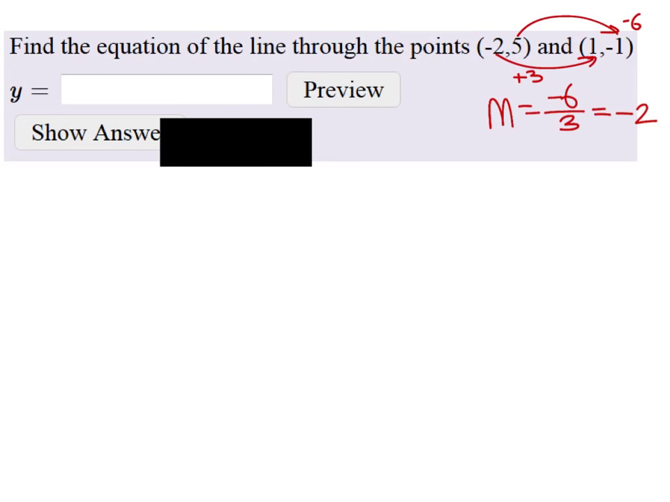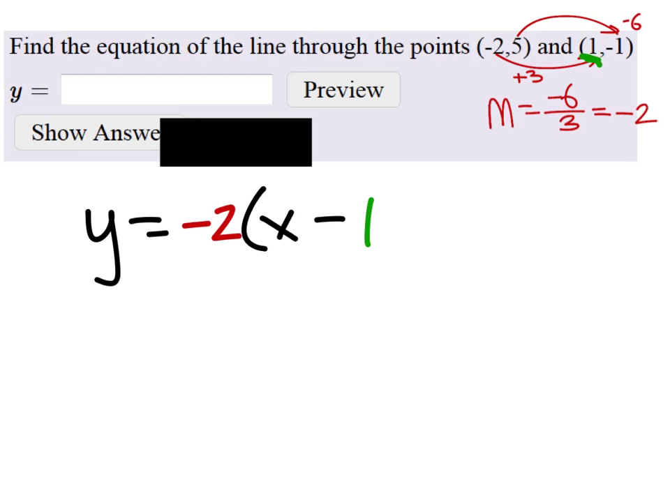Now, last time we used slope-intercept form to find the y-intercept. This time we'll use point-slope form and just simplify it into slope-intercept form. So we should get y equals the slope, which we found to be -2, times x minus an x value. Which point do you guys want to use? 1, -1. Let's do that. So the x value that I have here is 1. And then the y value is -1, so we'll make that a -1 right here.